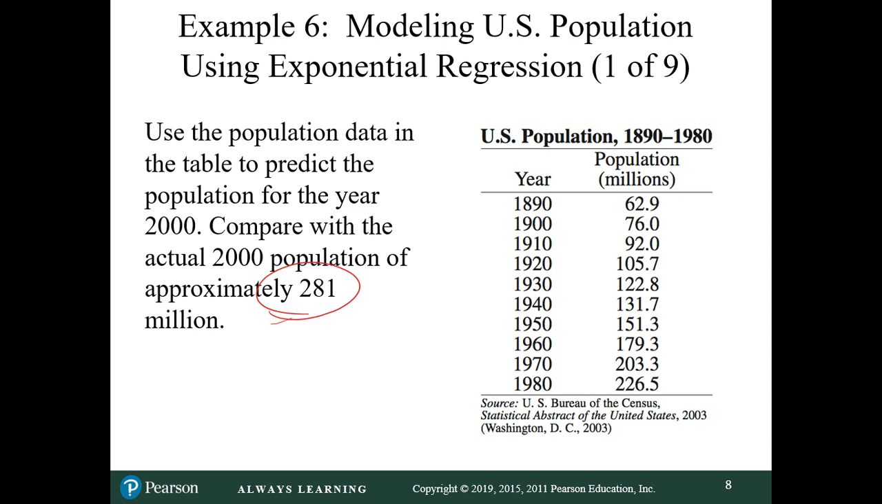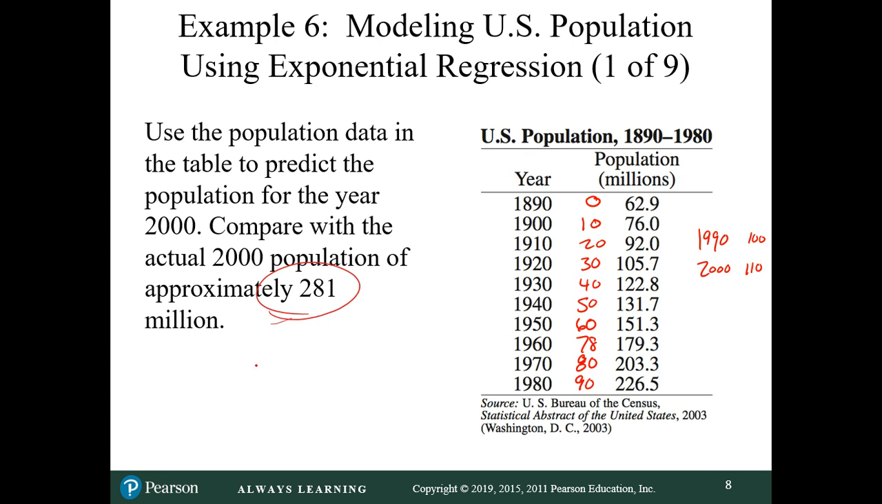Okay, modeling population. Compare the actual population to what we would predict would happen. When we do this, this is year 0. So 1900 would be year 10, and 20 and 30 and 40, 50, 60, 70, 80, 90. 1990 would be year 100. 2000 would be year 110.